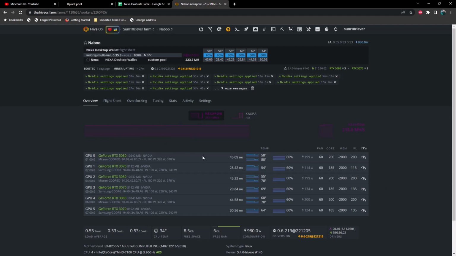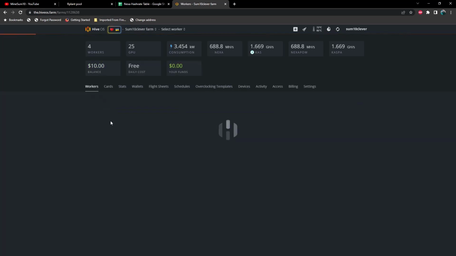So just to continue on, the 3070, 28.42 mega hash at 114 watts. You'll notice I've got the power limit set to 115 on this one, set to 135 on this one, and just getting slightly more mega hash. And this one also set to 135 and just slightly more mega hash than that one. Let's go ahead and take a look at Tatooine.